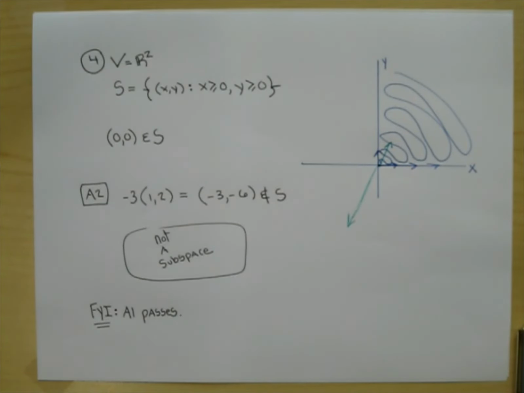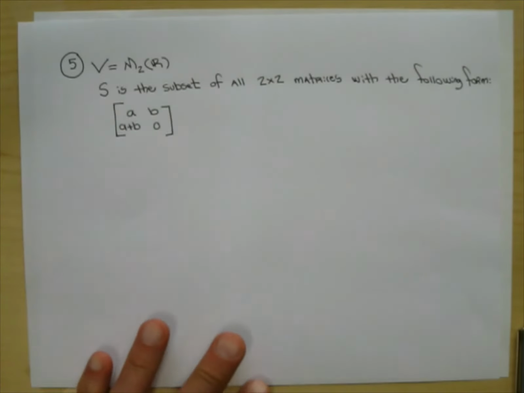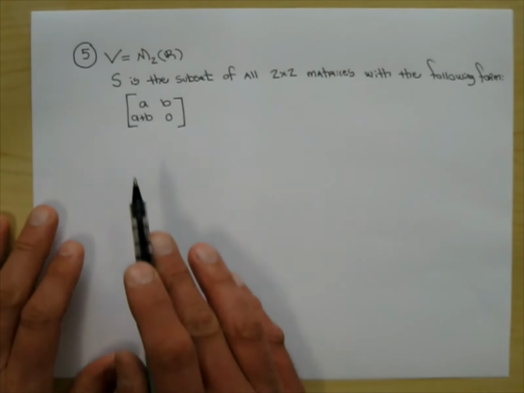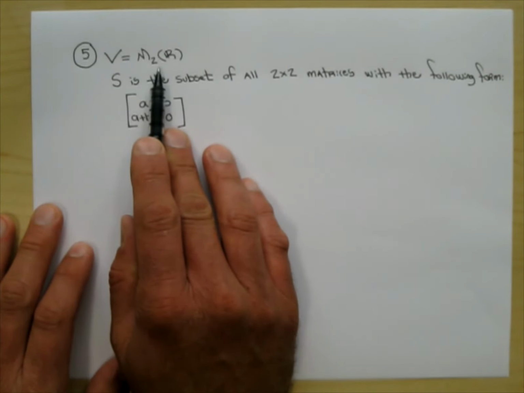So that completes this problem. Let's go ahead and do another problem. We're going to change the vector space around a little. Now our vector space is M2. Okay. M2 means 2 by 2 matrices.